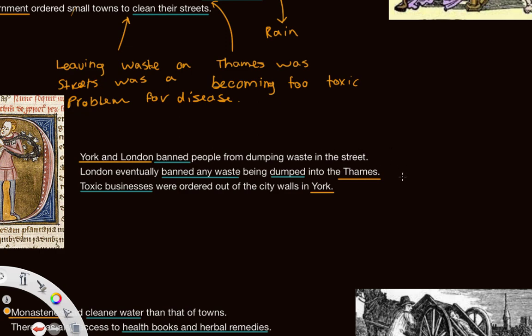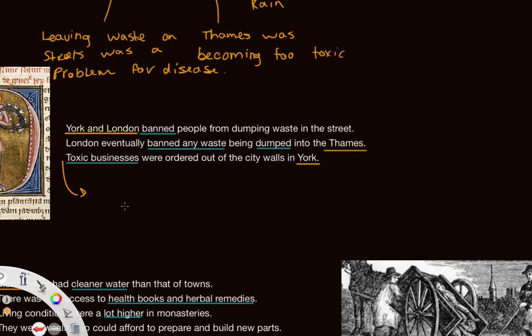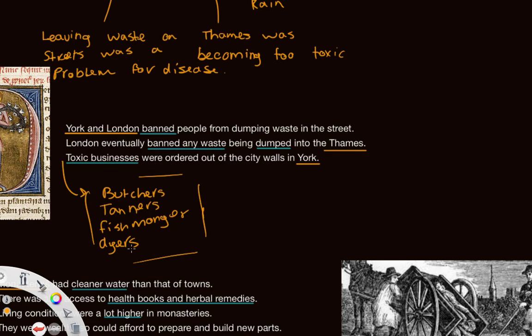So therefore, this was a way of making the Thames a cleaner place and making all of London a cleaner place, okay? And then in York, what were known as toxic businesses were ordered to be practiced outside the city walls. And what do we mean by toxic businesses? Well, things like butchers, tanners, fishmongers, and dyers. Okay, so these are some examples you can rely on in the exam of toxic businesses.